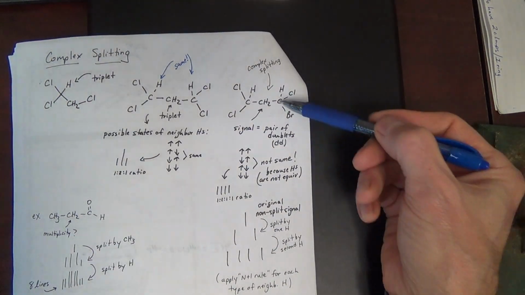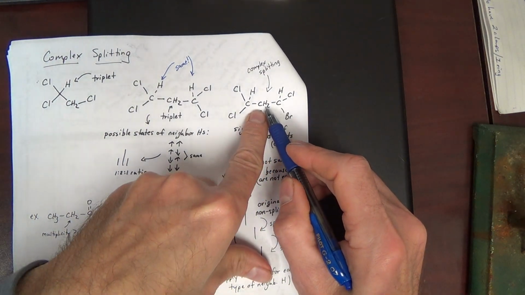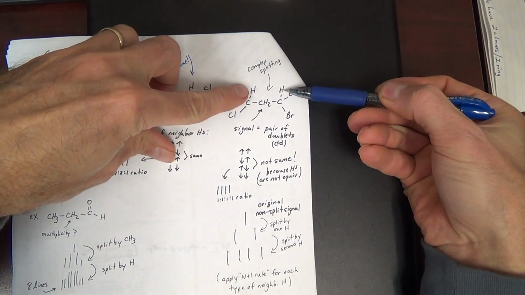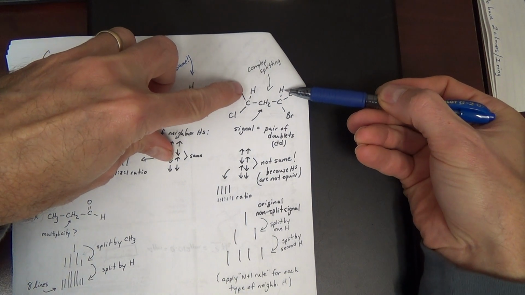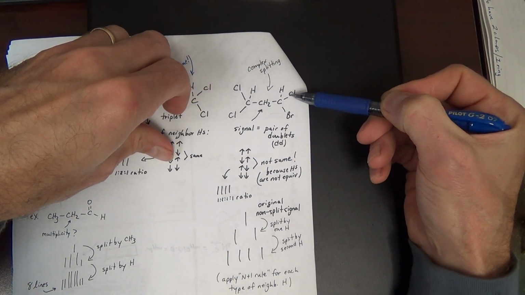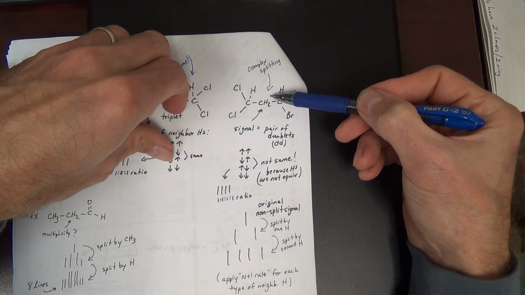On the other hand, let's look at this compound. This signal will not be a triplet. It has two neighbors within 3 sigma bonds, but they're not the same in this case. This one is bonded to a carbon with 2 chlorines. This one is bonded to a carbon with chlorine and bromine. Not the same.